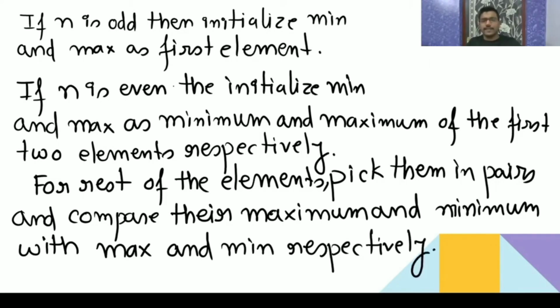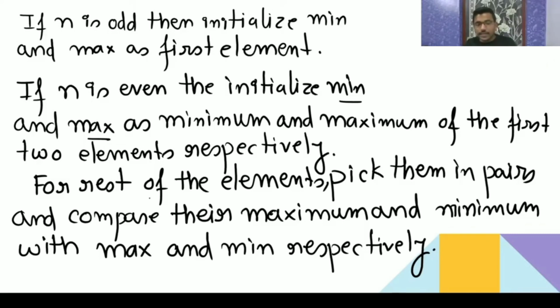So what I am saying: if n is odd, then initialize min and max as the first element. And if n is an even number, then initialize min and max as the minimum and maximum of the first two elements. Between the first two elements, the minimum and maximum become the min and max that you initialize.